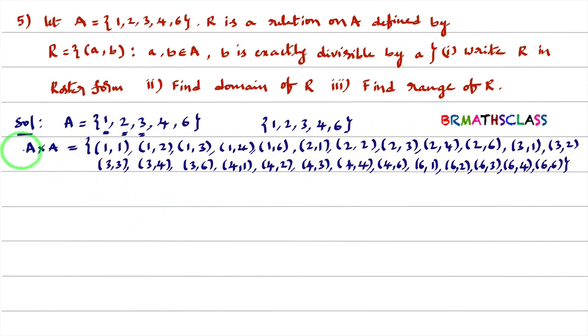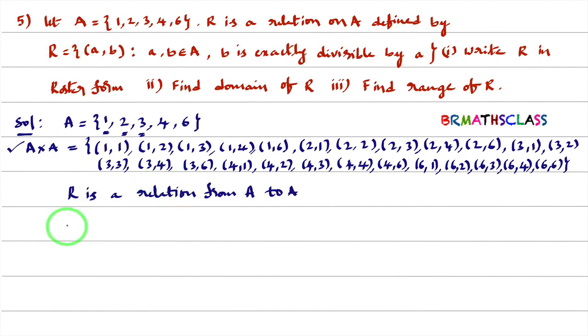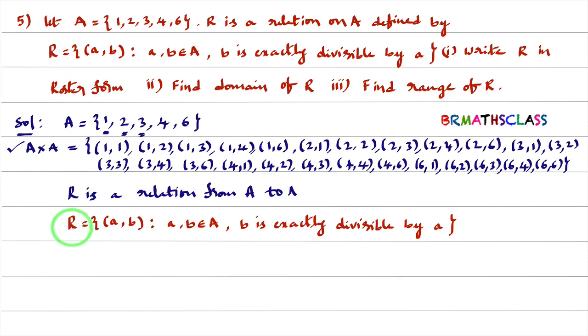You observe here I have written A cross A, but actually you don't need to write A cross A. But if you know what A cross A is, then we can do this problem very easily. They gave set A and I have written A cross A. And they are saying that R is a relation on A. R is a relation on A means what? R is a relation from A to A. And the relation R is defined like this. The relation R is defined as the set of all ordered pairs a comma b.